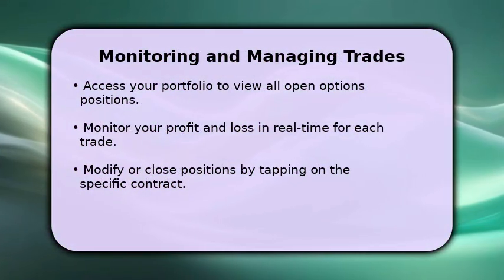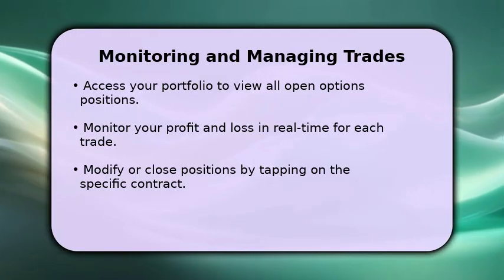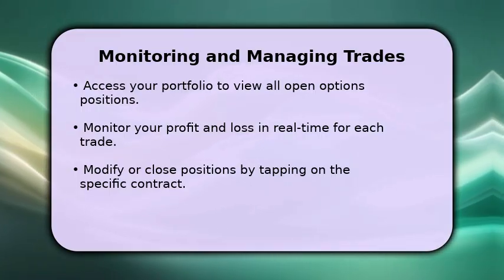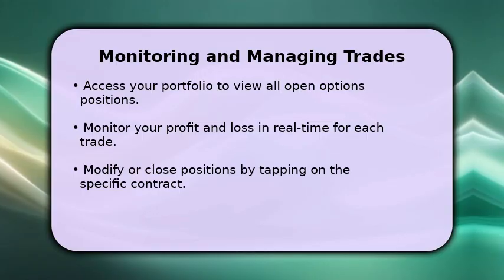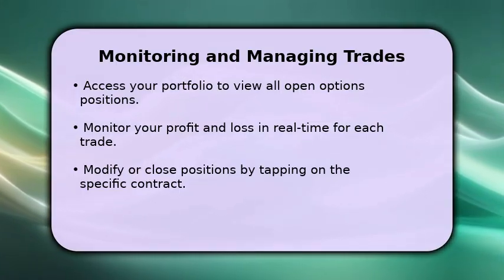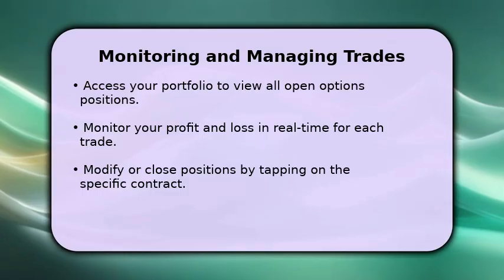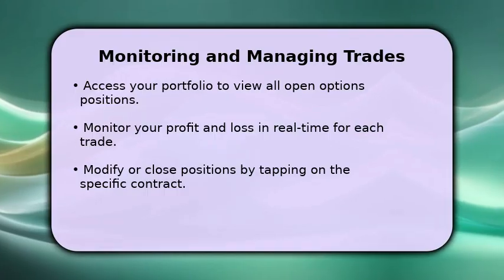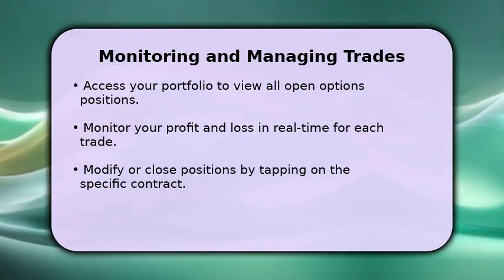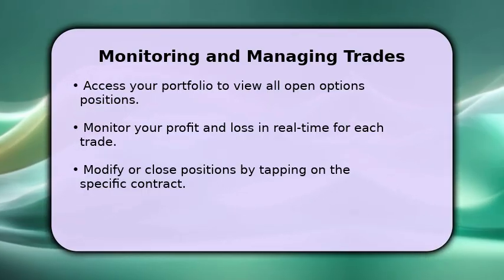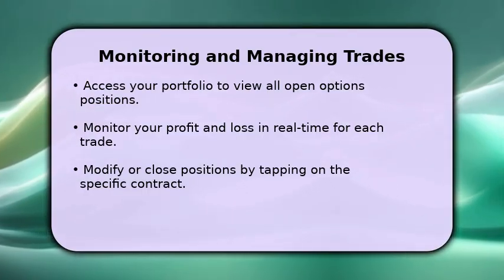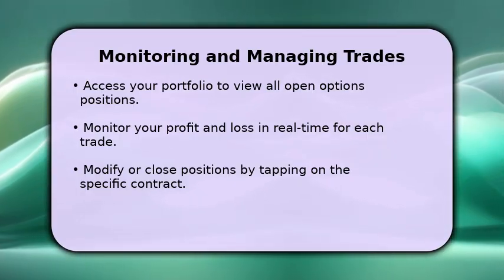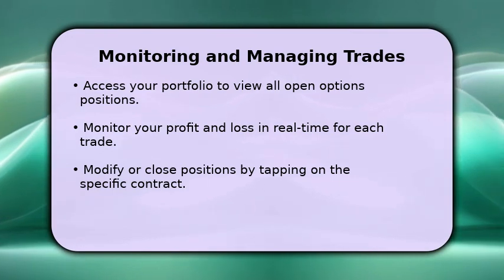After placing your options trade, it's crucial to monitor its performance. Navigate to your portfolio section within the app to see all your open positions. Here, you can track your real-time profit and loss for each options contract. If market conditions change, or if you reach your target profit or loss, you can easily modify or close your position. Simply tap on the specific option in your portfolio, and you'll find options to adjust your order or exit the trade entirely. Staying informed is key.